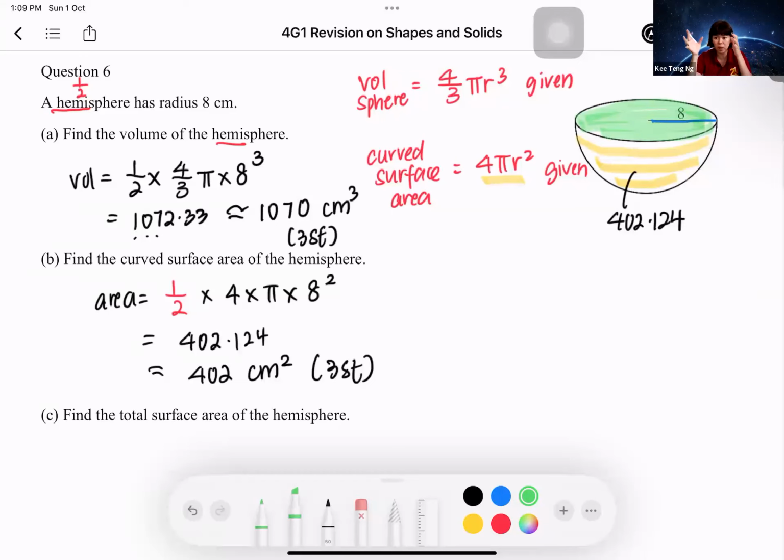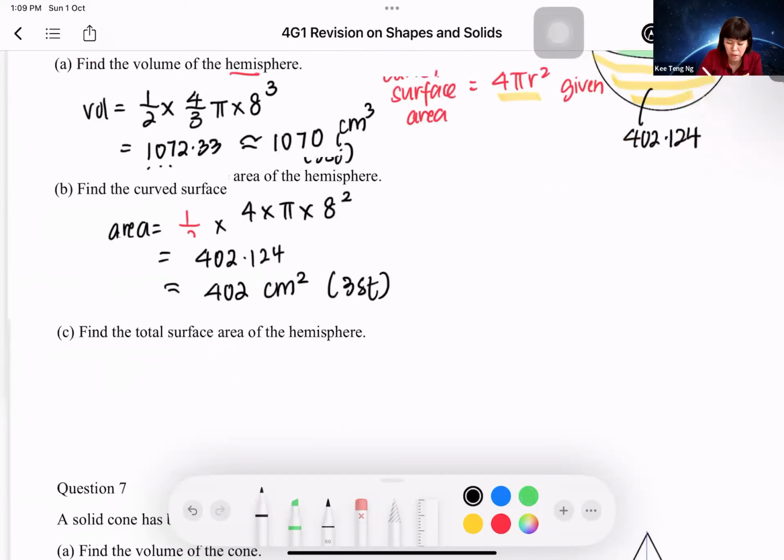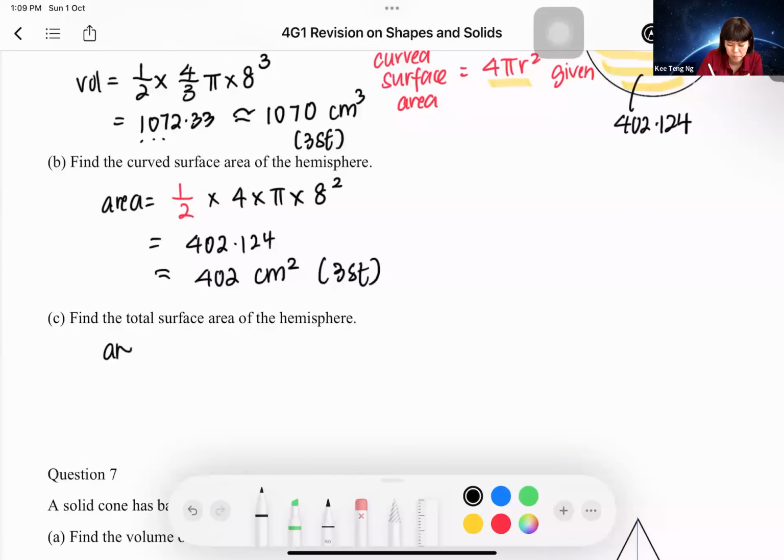Okay, but if this is an open bowl, then you don't need the top, right? Then the total surface area will be just 402. But now it's a solid, so you need to close up the top, right? So this one over here, the top, is the area of a circle. Do you remember the formula for the area of a circle? That would be pi r squared, right? So let me find the area of the circle.